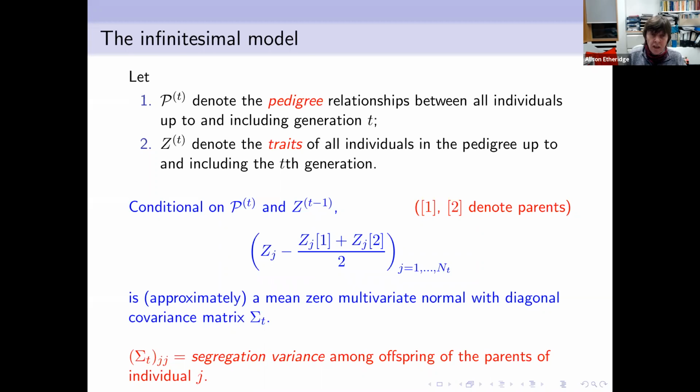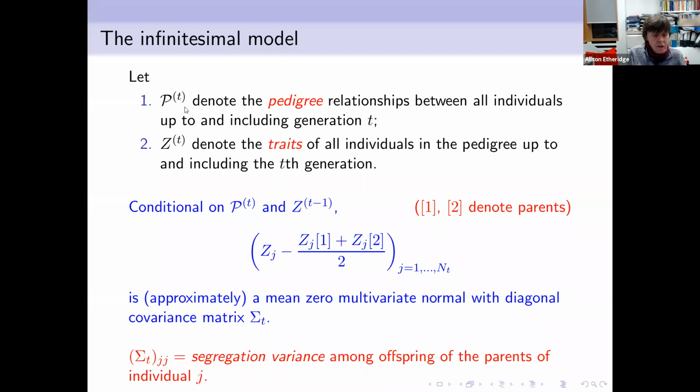So what does the infinitesimal model, as we understand it, say? Until recently, the infinitesimal model wasn't really written down anywhere. Nobody wrote down what they meant by the infinitesimal model. We were all meant to know. And Nick and Amandine and I decided that we would write down once and for all what we considered the infinitesimal model to be, and then we would try to justify it as a model.